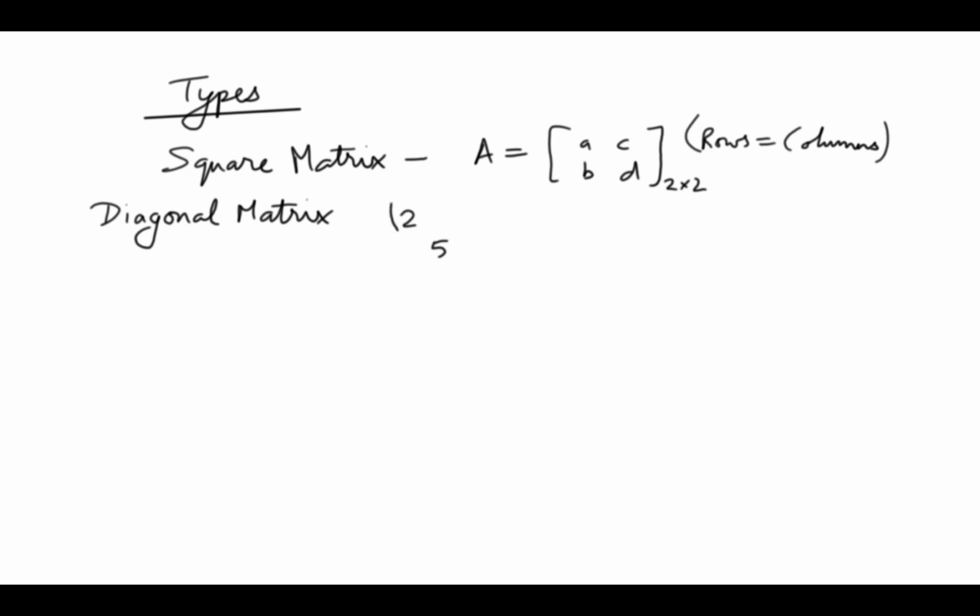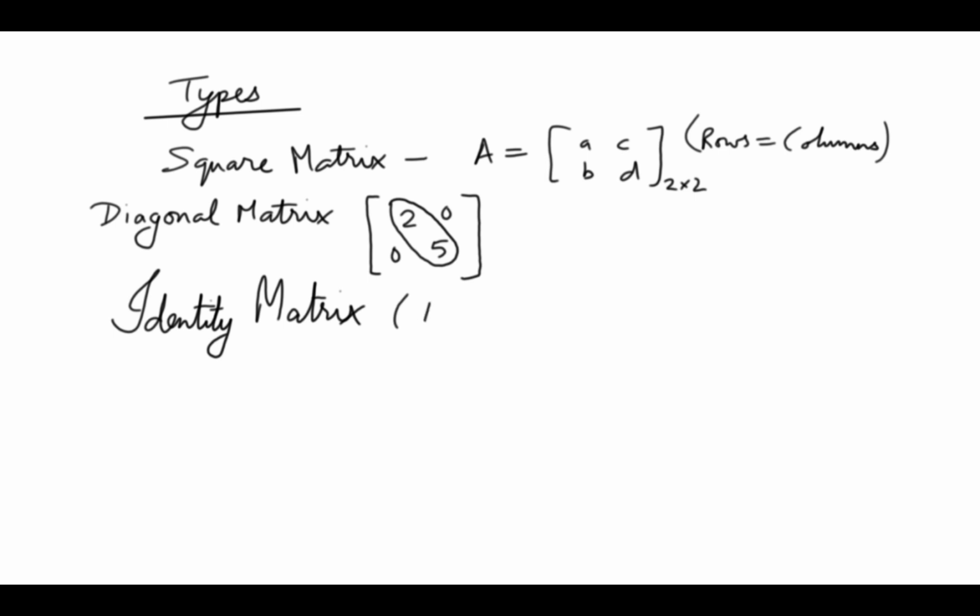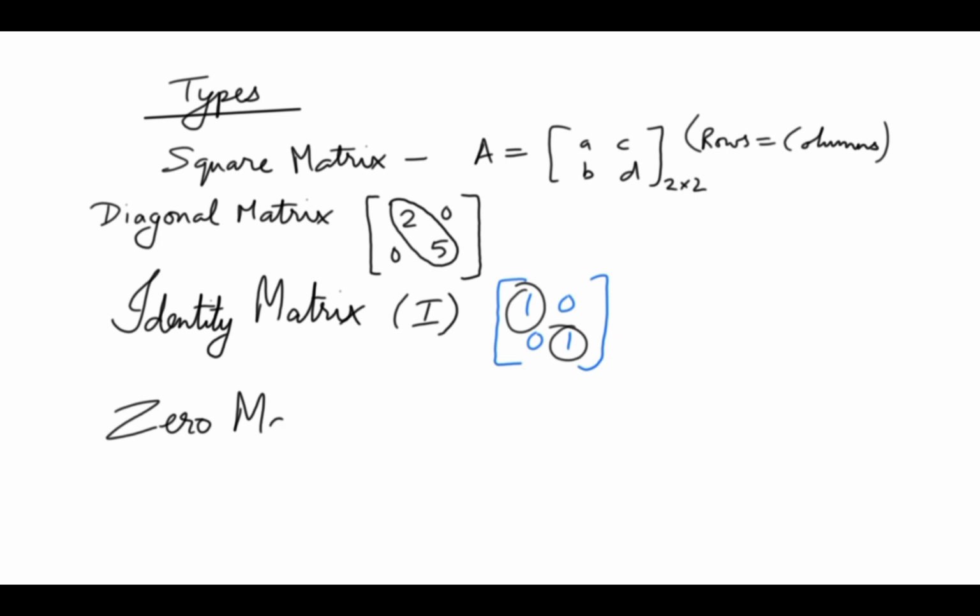So, as you can see, that is the square matrix. The number of rows and columns are same, 2 by 2. Diagonal matrix, so there are the diagonal elements and other elements are 0. Identity matrix 1 0 0 1, so only the ones are there in the diagonal. Zero matrix, every element is 0.